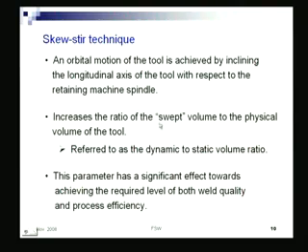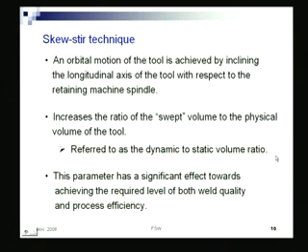But if I incline the axis of the same tool, then what will happen? It will move in a skewed fashion and execute a motion wherein the swept volume will be more than the physical volume of the tool. So, that is what is being said, that it increases the ratio of the swept volume to the physical volume of the tool, which is referred to as the dynamic to static volume ratio.